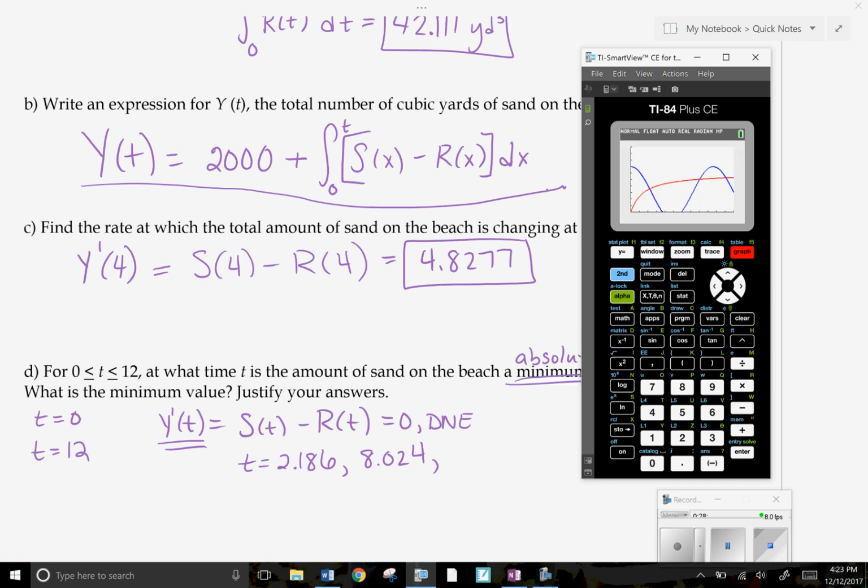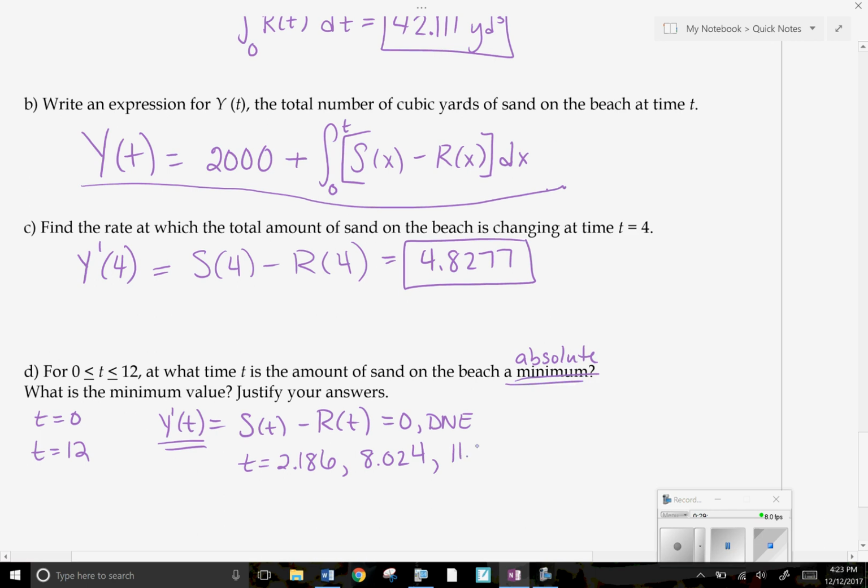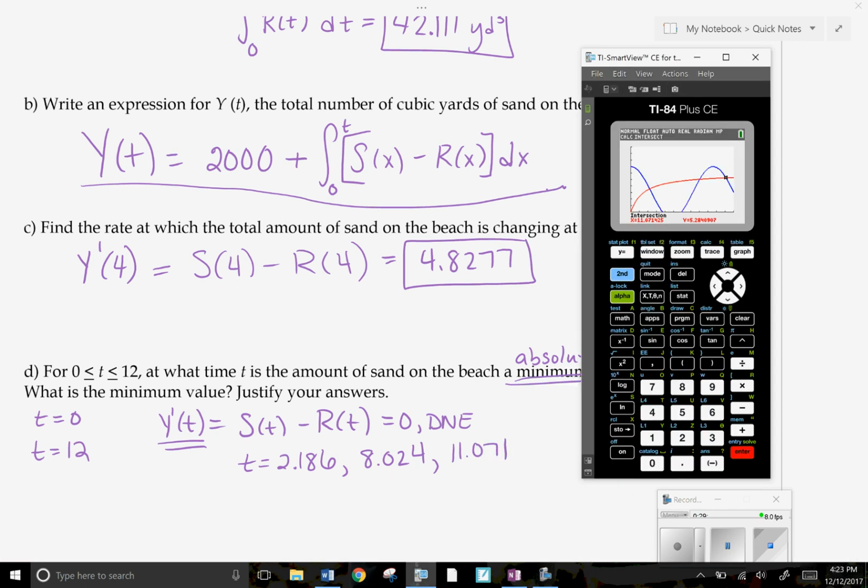And I'm going to go back to the graph. Second calc intersect. First curve, second curve. My last one happens closer to 12, so I'm going to say 11. 11.071. And again, I'm going to store that. I know you guys are dying here. Just bear with me, bear with me.